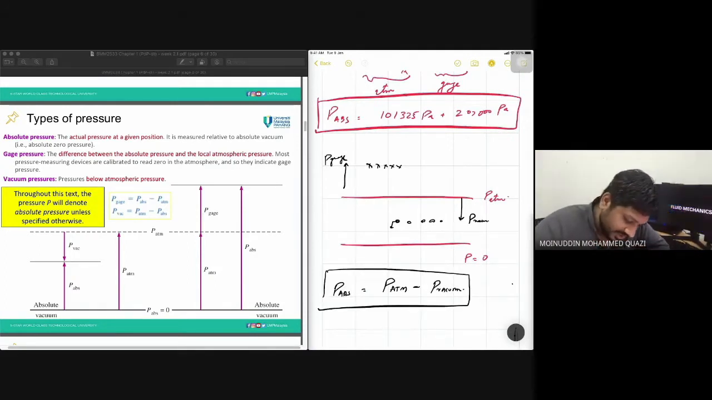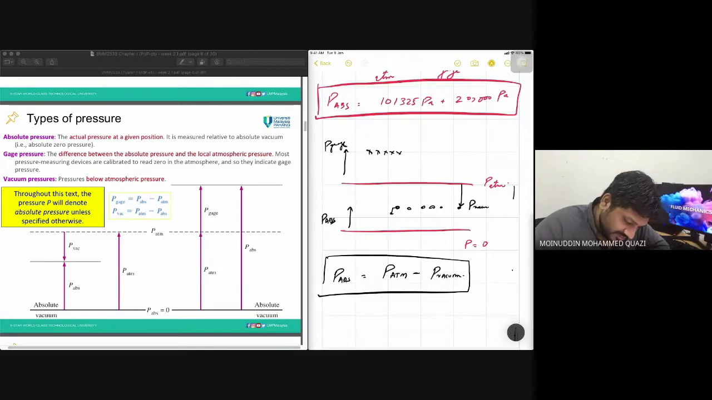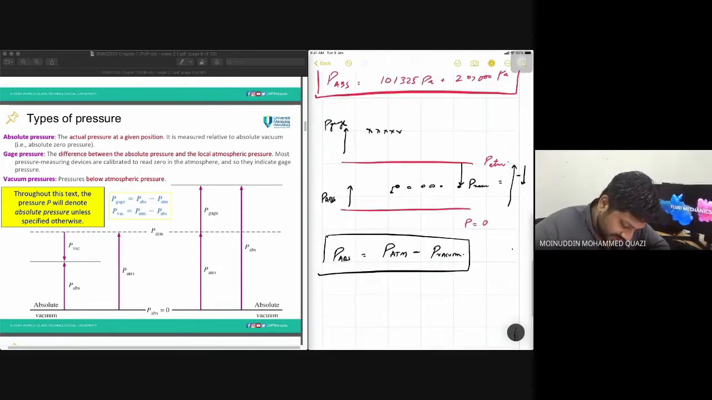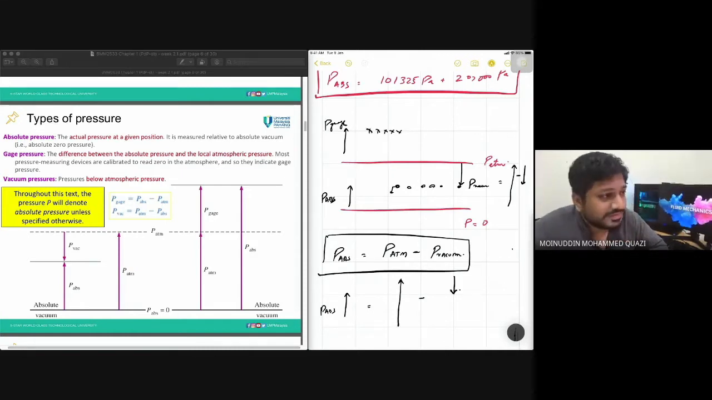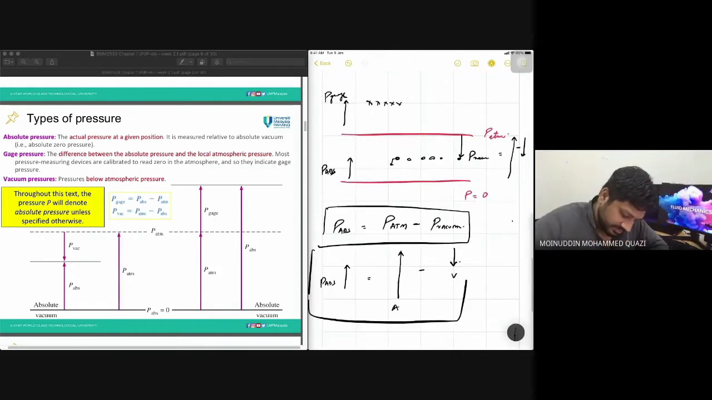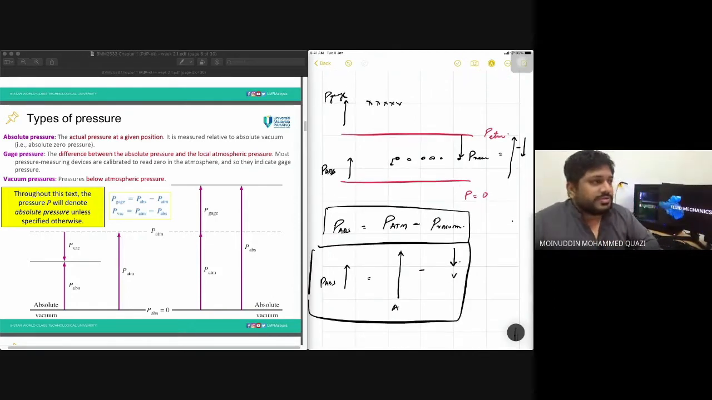So pressure at this point, this is P absolute. P absolute is equal to P atmospheric minus this thing. Okay. So P absolute is equal to P atmospheric minus P vacuum. Vacuum, this is atmospheric. So this is the concept of absolute pressure, gauge pressure, and vacuum pressure.